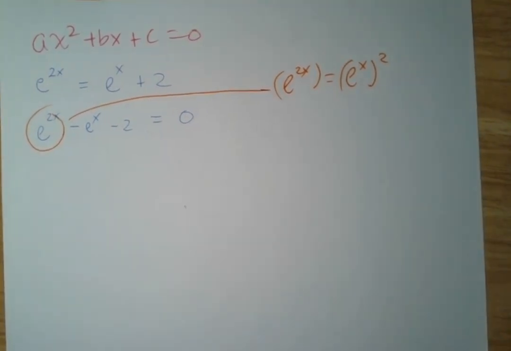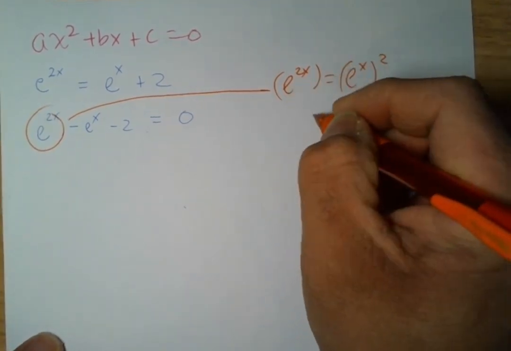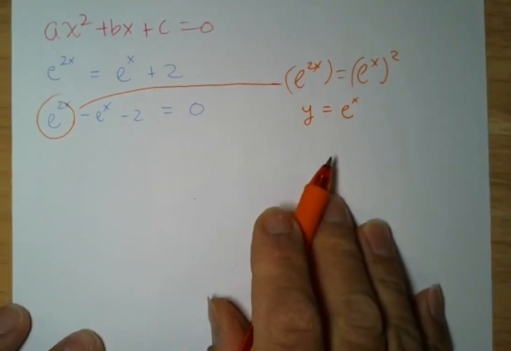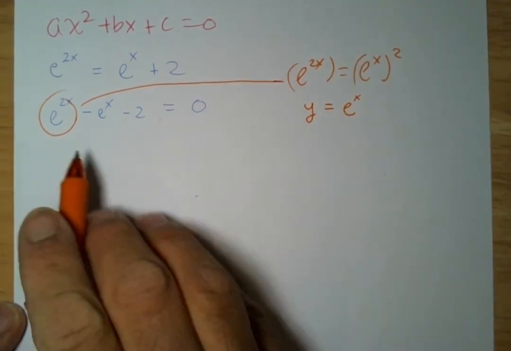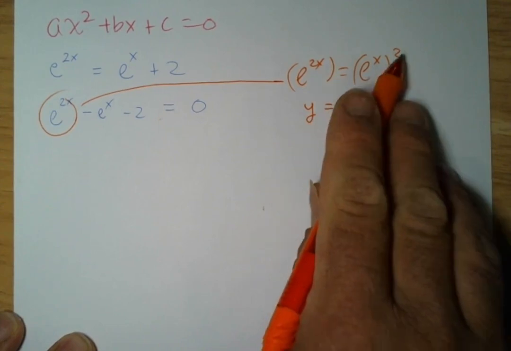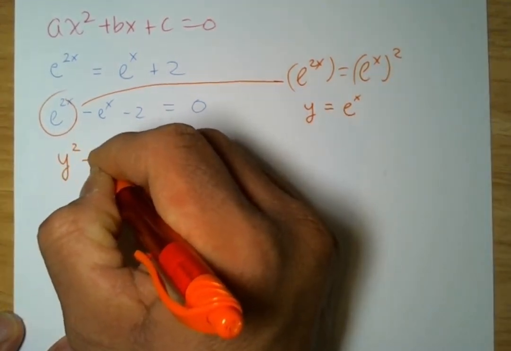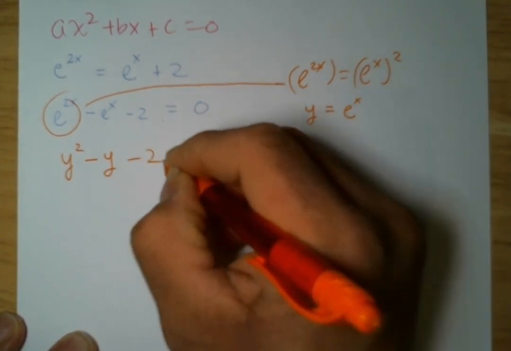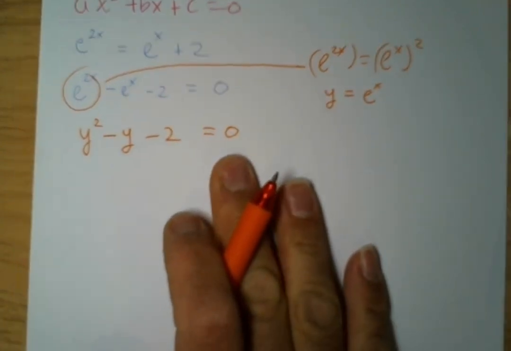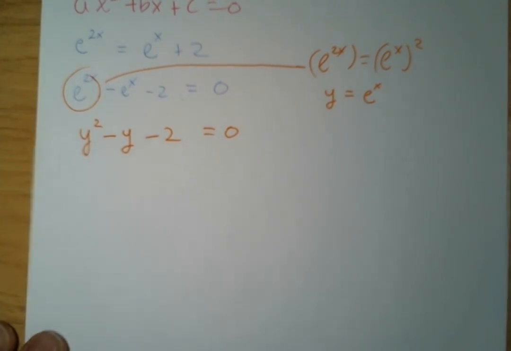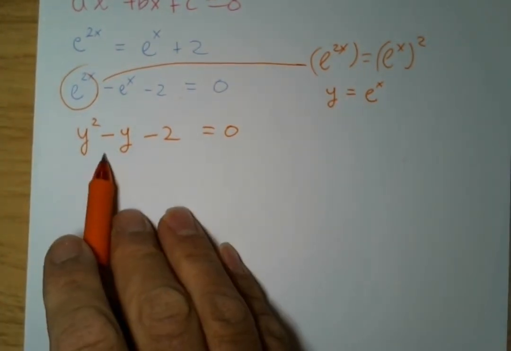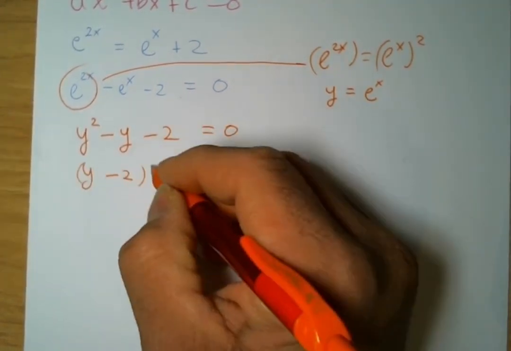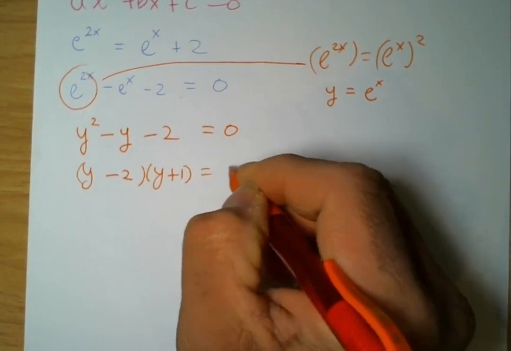Now, maybe to help us visualize that more, I'm going to let y equal e to the x. I'm going to make this substitution. If I do that, then e to the 2x becomes y squared minus y, because that's my substitution, and then minus 2 equals 0. Now this is a quadratic in y, and I can try to factor this. Here we have y minus 2, this looks like it will factor, y plus 1 is equal to 0.